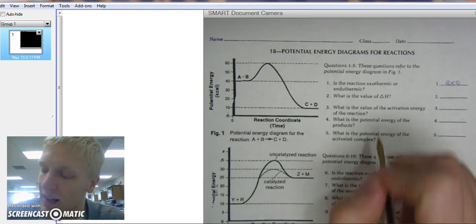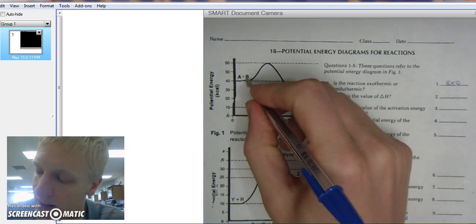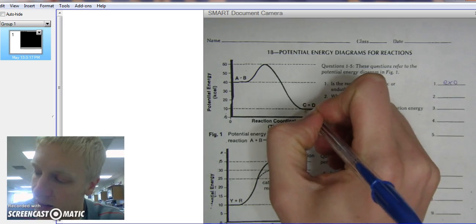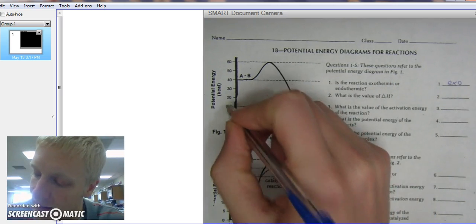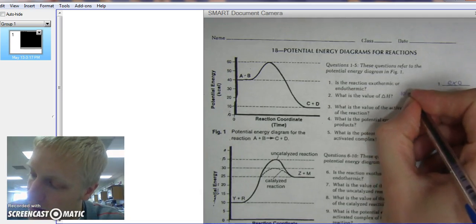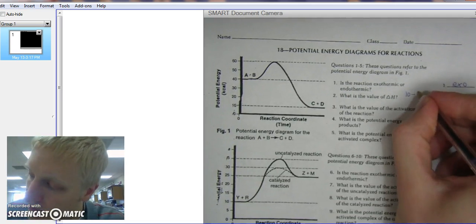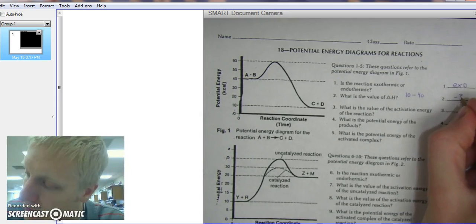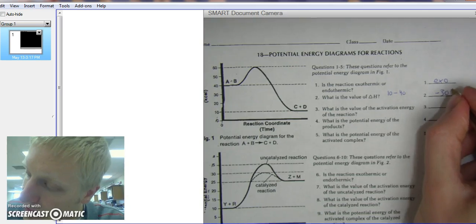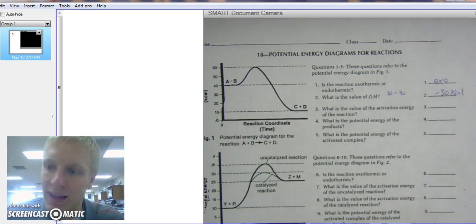What is the value of delta H? So that's the change in energy of reactants to products. And I'm going to do final minus initial. So that's 10 minus 40. 10 minus 40 gives me negative 30. And we're talking about kilocalories, so it's negative 30 kilocalories.